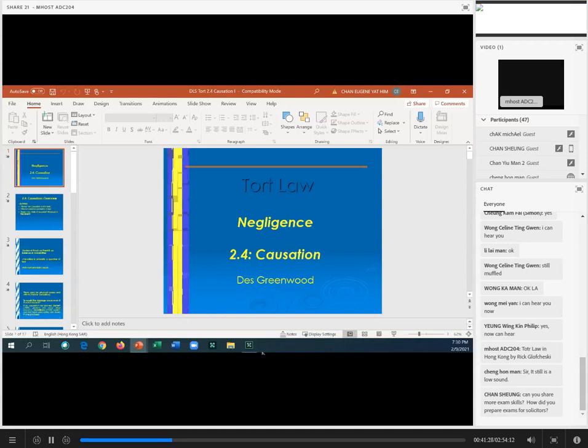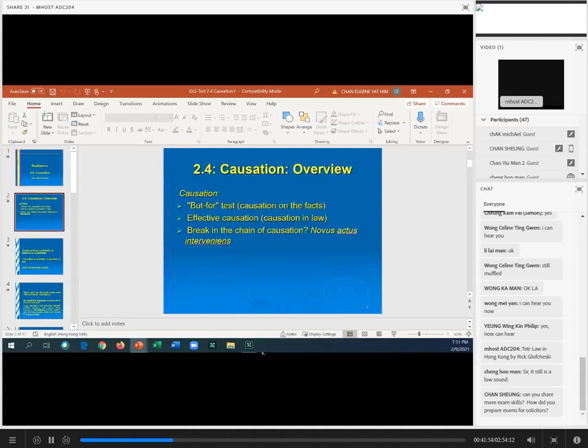The other aspect of causation is there could be more than one event which satisfies the but-for test, in which case the court's got to decide which one of the possible causes is the effective cause. So this is where we look at a Latin expression called novus actus interveniens. What do you mean by novus actus interveniens? Novus means new, actus is act, intervenes. So a new act intervenes and breaks the chain of causation.